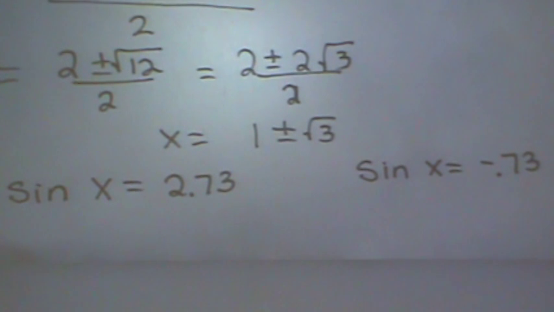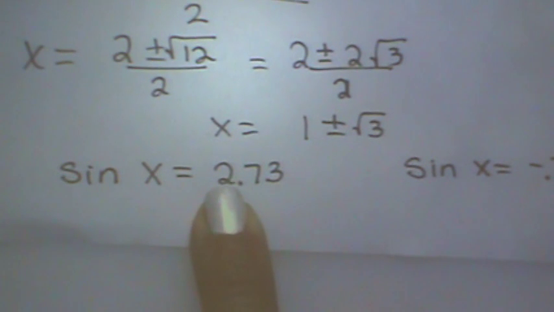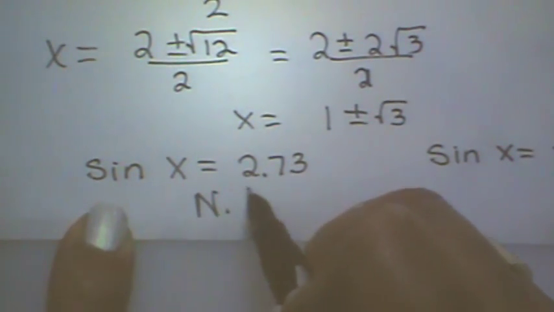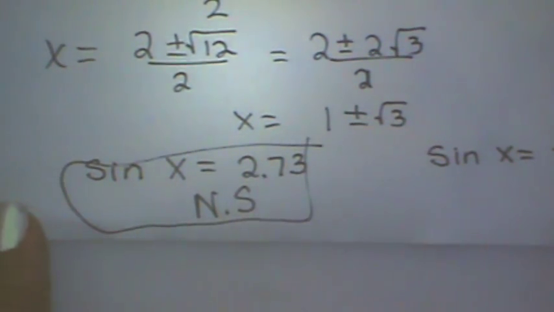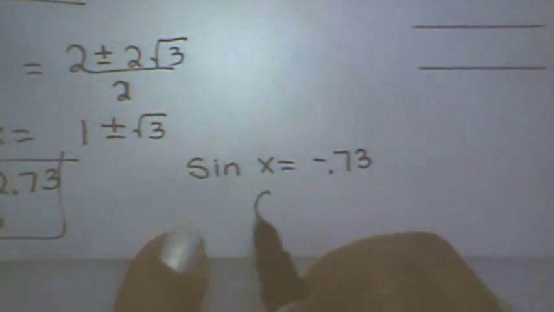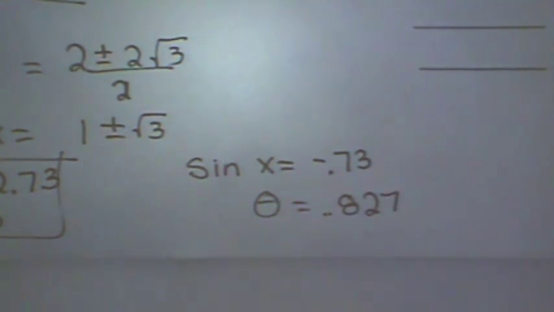Okay, now, this is where you do your inverse sine. But when you do this one, what happens? You get an error message because this number for sine and cosine can't be bigger than 1. So this one is no solution on this side. Okay, but what about this one? This one you can do. So you're gonna hit inverse sine 0.73. 0.827. And what are you gonna write for 2 answers? 0.827 and pi minus 0.827.